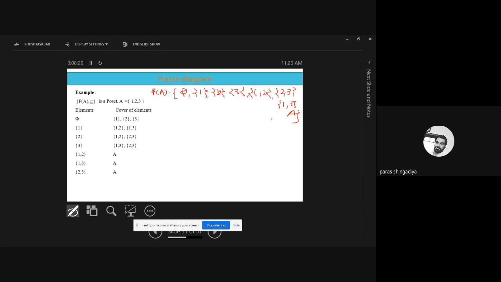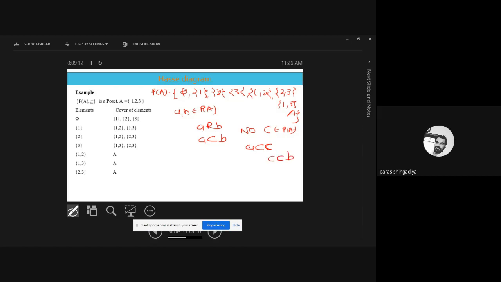So what is the rule? B is called a cover element of A, where A and B belong to P of A. B is a cover of A if the first condition, A subset of B, is satisfied. And the second condition is that there is no such C belonging to P of A such that A is a subset of C and C is a subset of B.